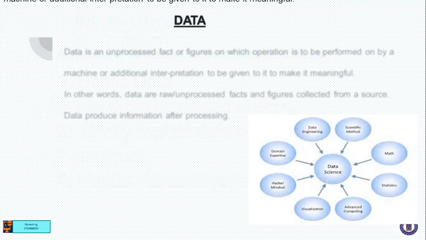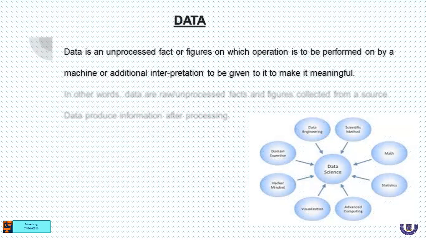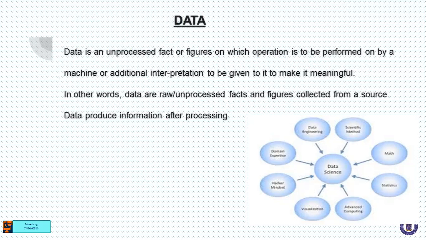Data. Data is an unprocessed fact or figures on which information is to be performed by a machine, or additional interpretation to be given to it to make it meaningful. In other words, data are raw, unprocessed facts and figures collected from a source. Data produce information after processing.